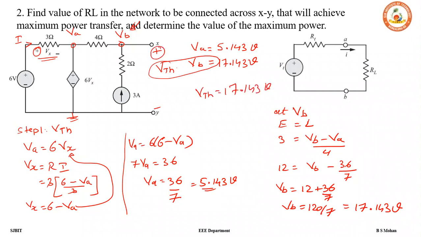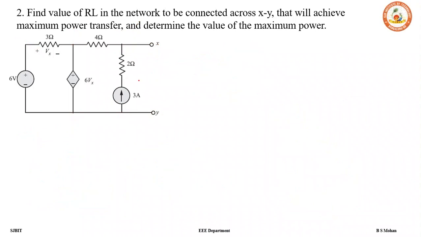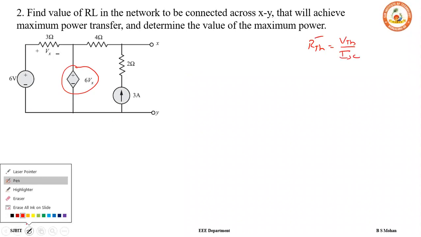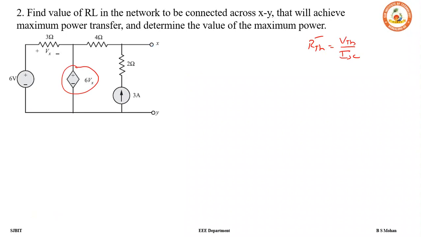VTH is positive here, VB is also positive here, VTH negative is here, and VB negative is also here. Thus we can simply say VTH is equal to VB, which is 17.14 volts. And now let us find RTH. We know these are type 2 problems. What are type 2 problems? Whenever we have a dependent source, we have to find ISC, and then in turn we find RTH. So how do we find ISC? We need the short circuit current. So in the place of the load where it's been removed, let us short circuit, and we call this ISC.